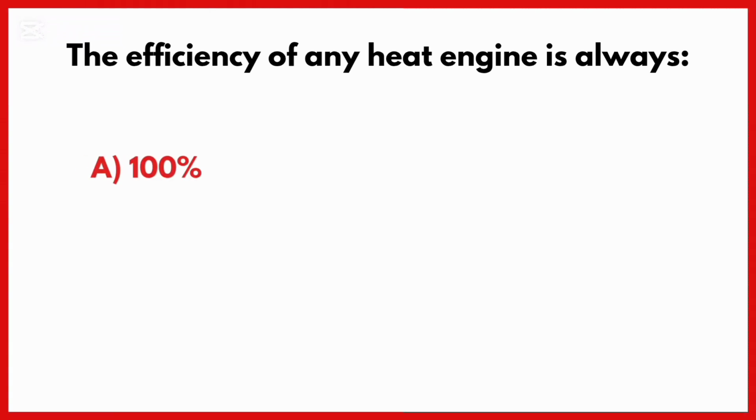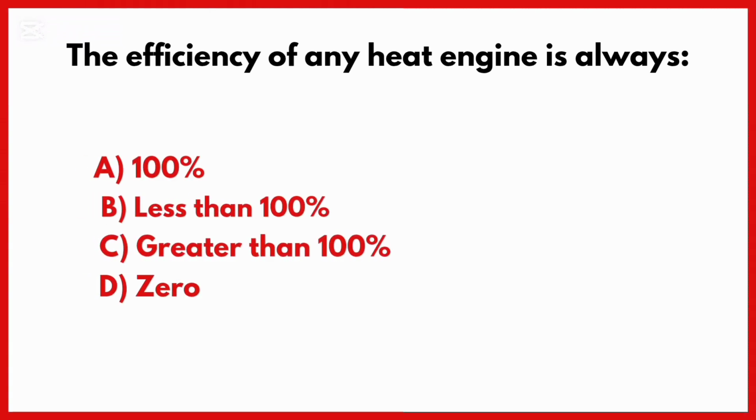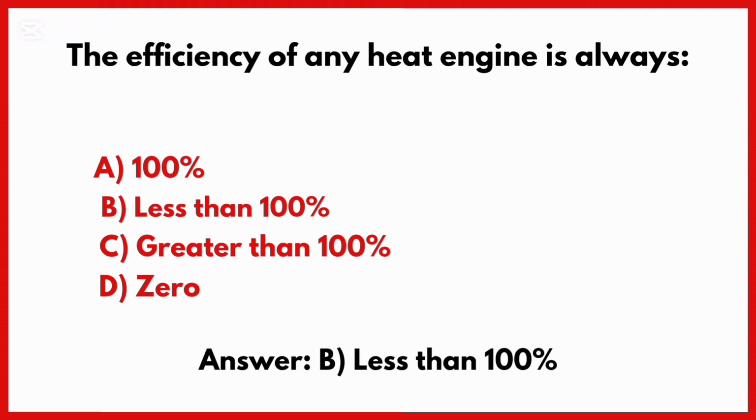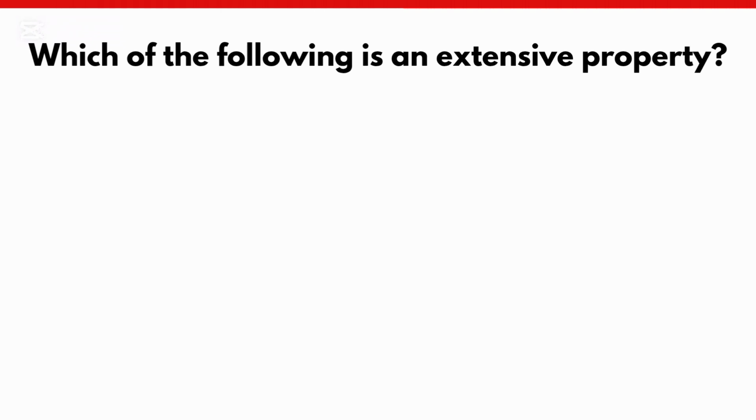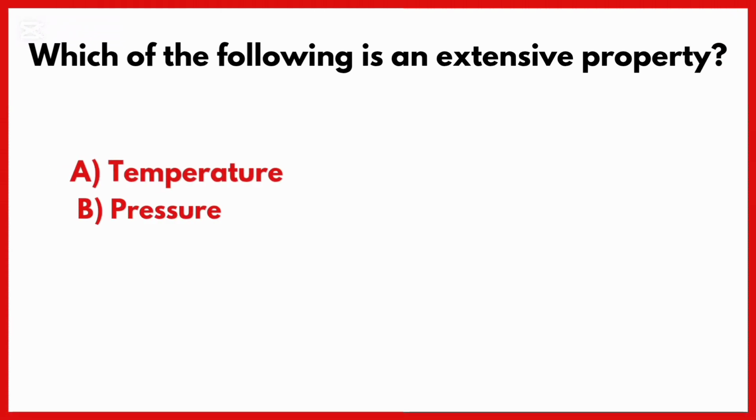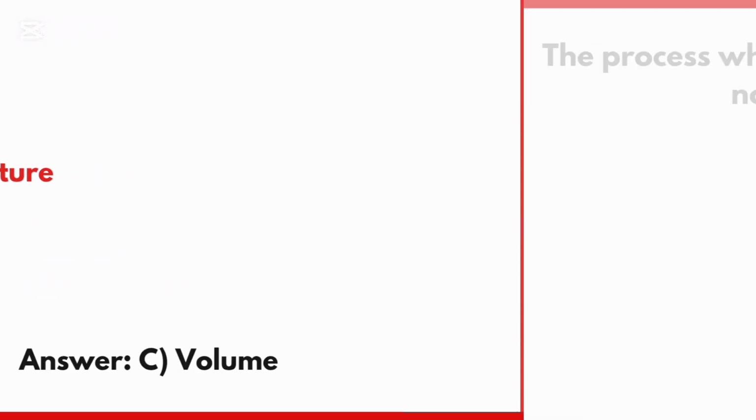The efficiency of any heat engine is always. Correct answer is option B, less than 100%. Which of the following is an extensive property? Correct answer is option C, volume.